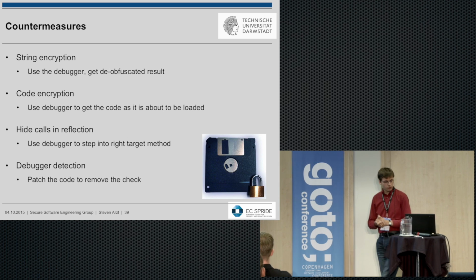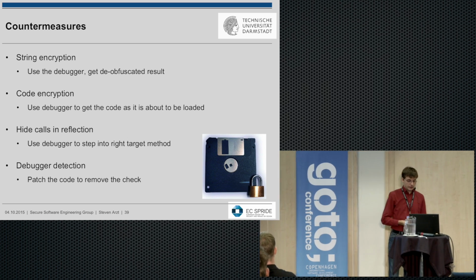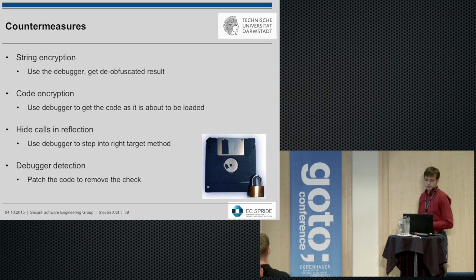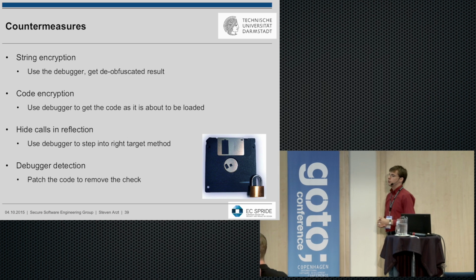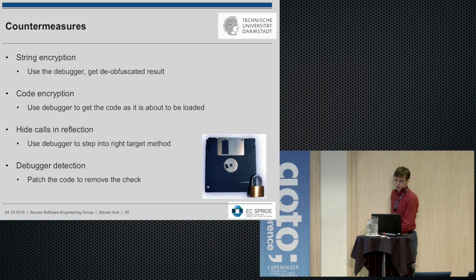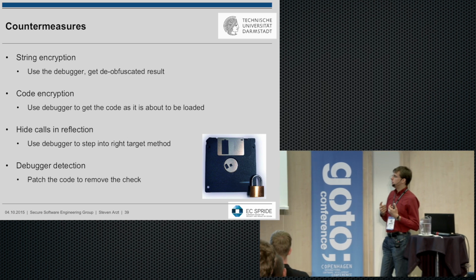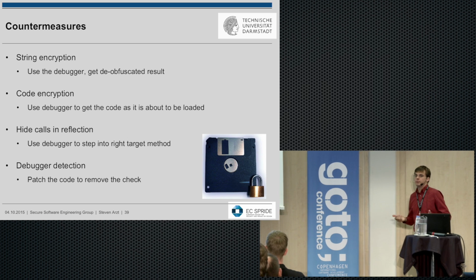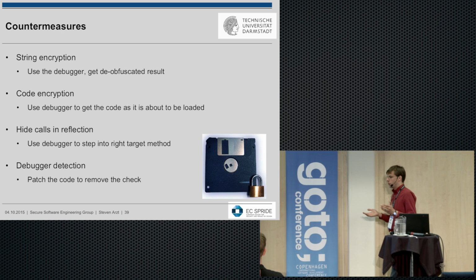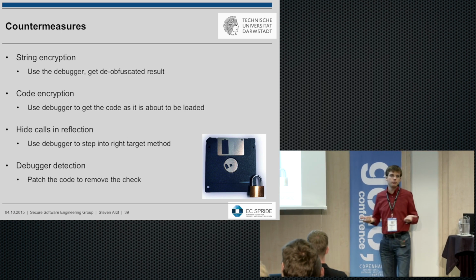Countermeasures. In one of the previous talks, we've heard of you. So string encryption. Doesn't help too much because you can still use the debugger, and when the string is used, it has to be decrypted in memory. For string encryption, when the string is finally used, it still has to be available in memory. So then just set a breakpoint and run off with a string. Code encryption. Well, at some point the code must be decrypted. Put a breakpoint and access the file before it's loaded.